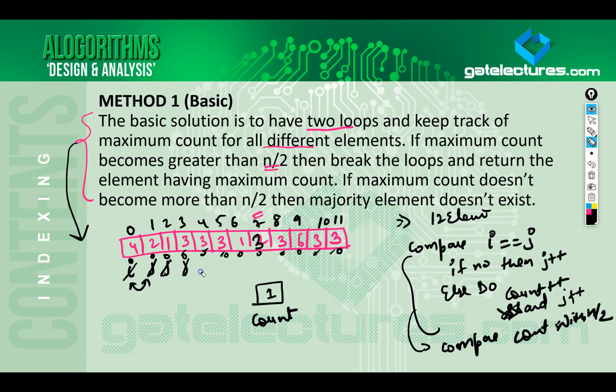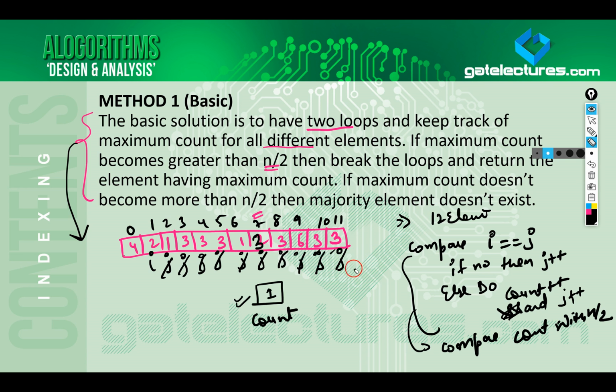So how does that work? We are going to increment the value of i. Make i point to this and j point to this. Now 2 and 1 are not equal, so count is initially 1, so increment the value of j. 2 and 3 are not equal, 2 and 1 are not equal, 2 and 6 are not equal, and so on. Therefore after the end of this loop the count is not incremented, so 2 is not a majority element.